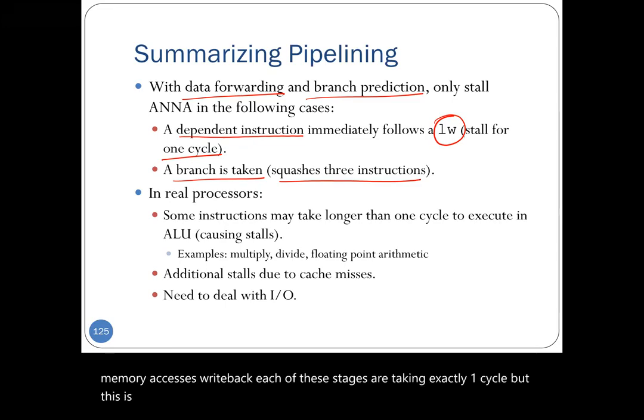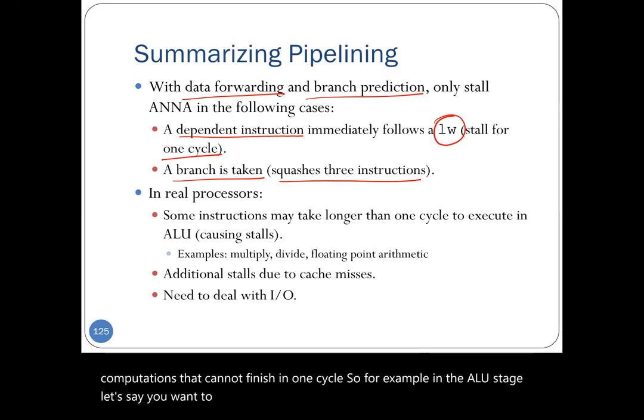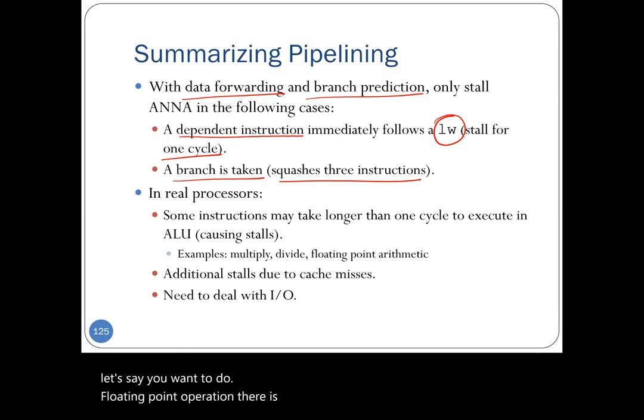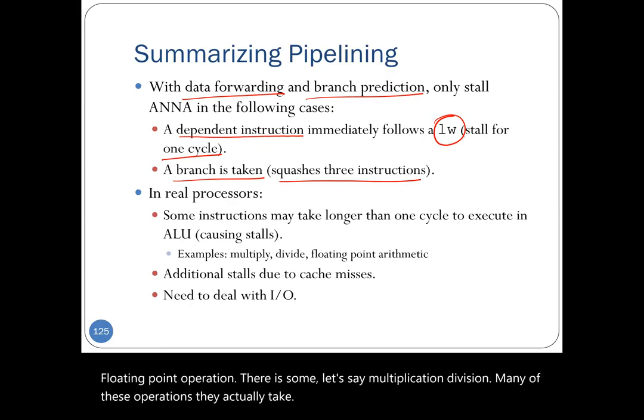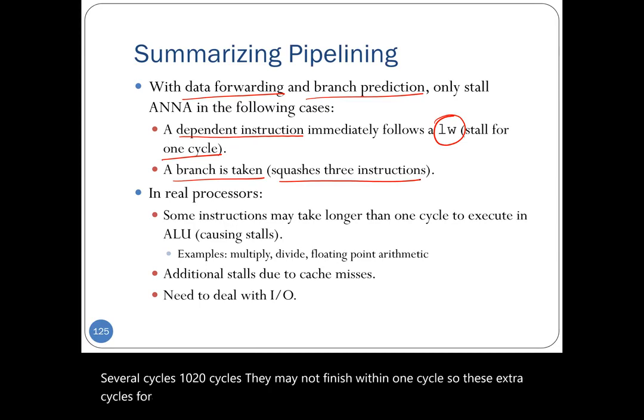In real microprocessors, there are several computations that cannot finish in 1 cycle. So for example, in the ALU stage, let's say you want to do a floating point operation. There is some, let's say, multiplication, division. Many of these operations, they actually take several cycles, 10, 20 cycles. They may not finish within 1 cycle. So these extra cycles for such complex instructions, they would be cause of additional stalls in the pipelines.